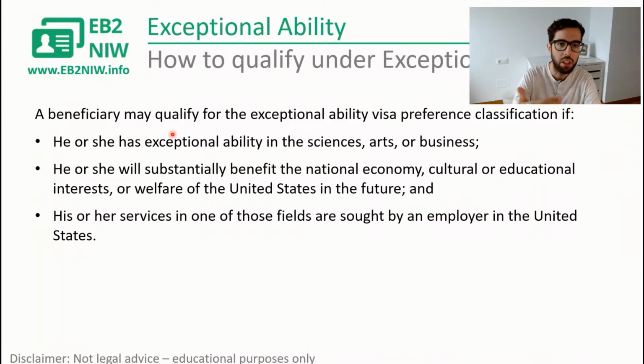A beneficiary, a petitioner, may qualify for this exceptional ability preference classification if you have an exceptional ability in the sciences, arts, or businesses. A pretty broad statement here. You show that you have a substantial benefit to the national economy of the US, or even cultural or educational interest or welfare of the United States in the future.